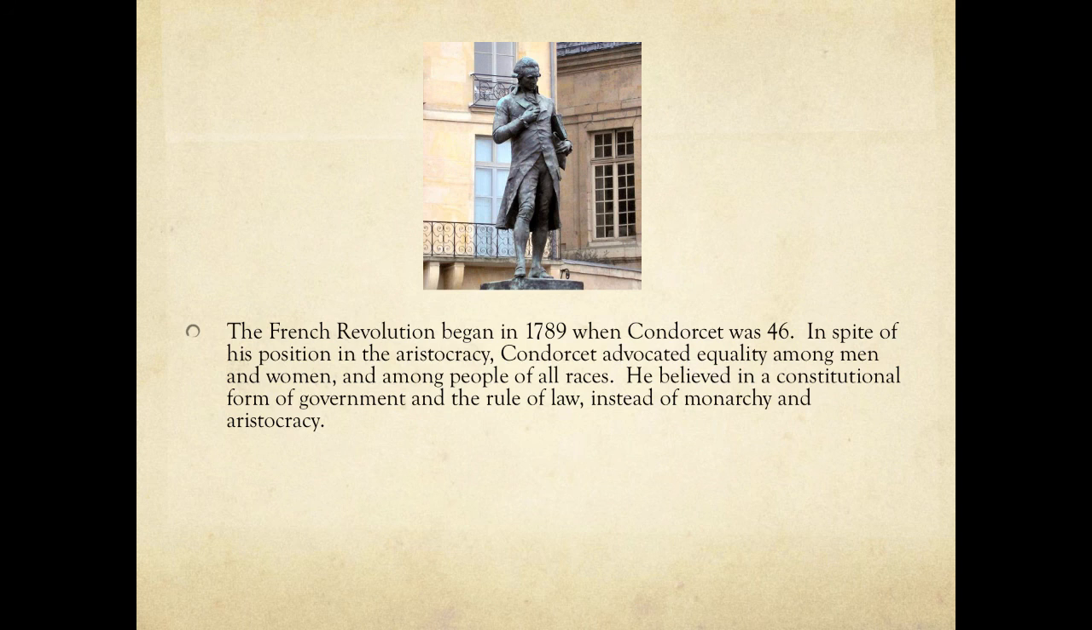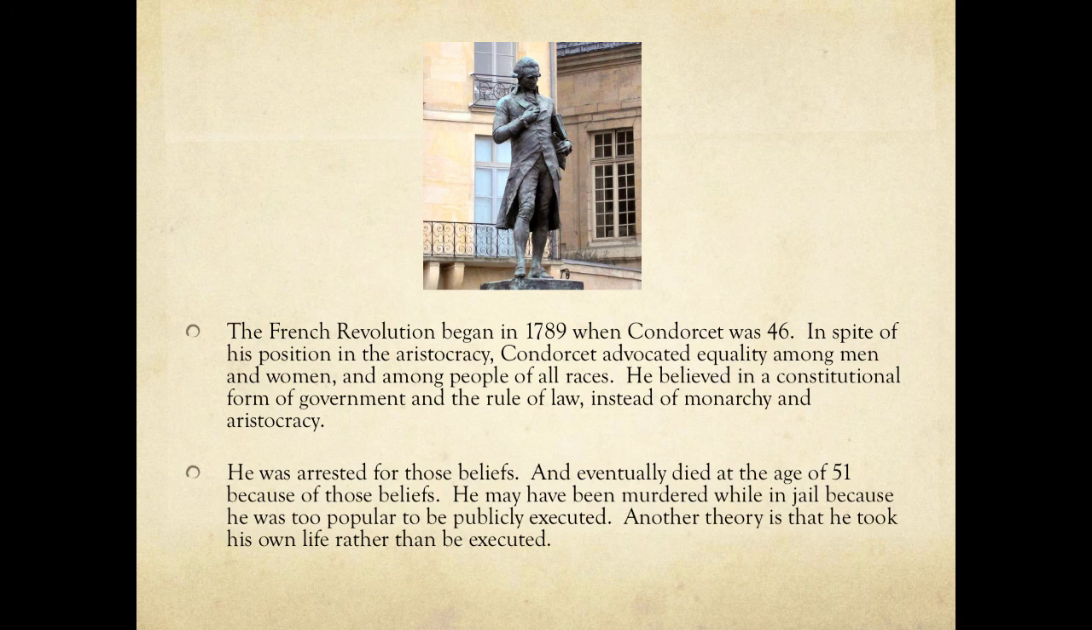The French Revolution began when he was 46, and in spite of his position in the aristocracy, he advocated equality among men and women and people of all races, and he believed in a constitutional form of government and a rule of law instead of monarchy and aristocracy. He was arrested for those beliefs. He eventually died at the age of 51 because of those beliefs, and the circumstances of his death are unknown, uncertain.